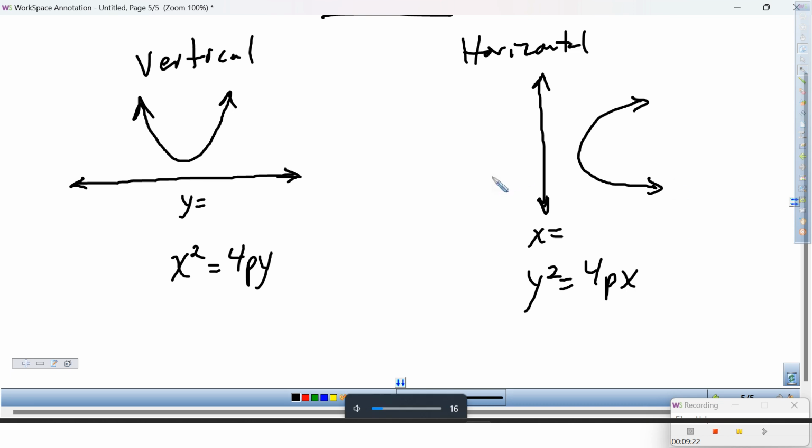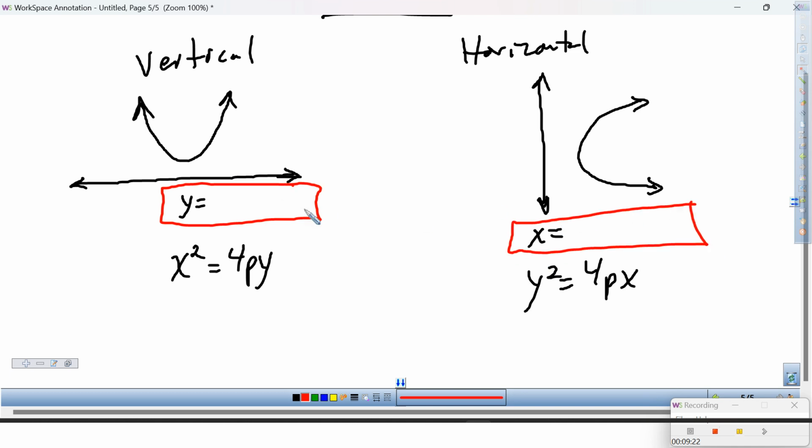Now, Mr. Q, how do we know which one to use if they don't give us the graph? Well, we always look at, what do we look at, guys? The value of the directrix. If it's a y equals, that means that the line is horizontal, that means it's a vertical parabola, we use the x squared. If it's a vertical line, that means the parabola is sideways, that means it's x equals for this line, that means we use the y squared.